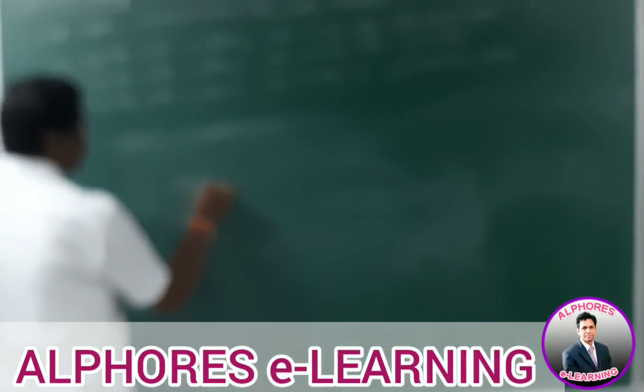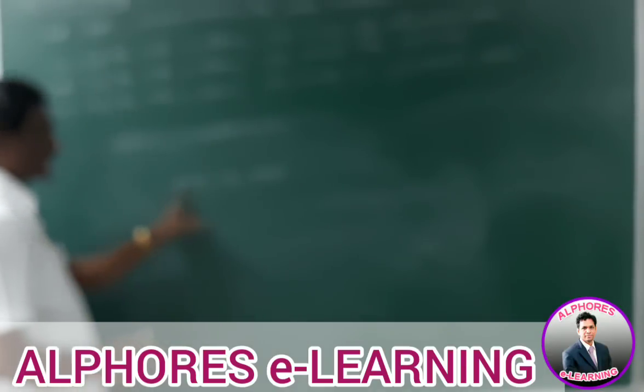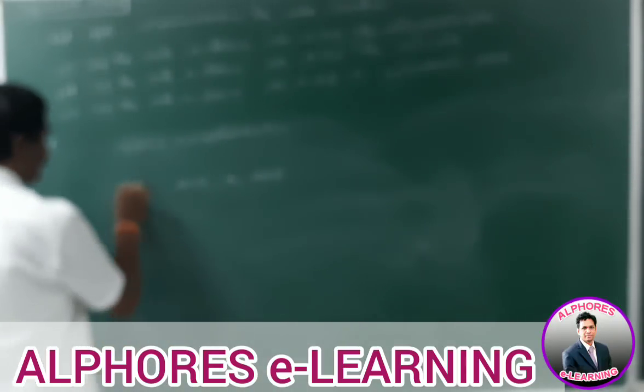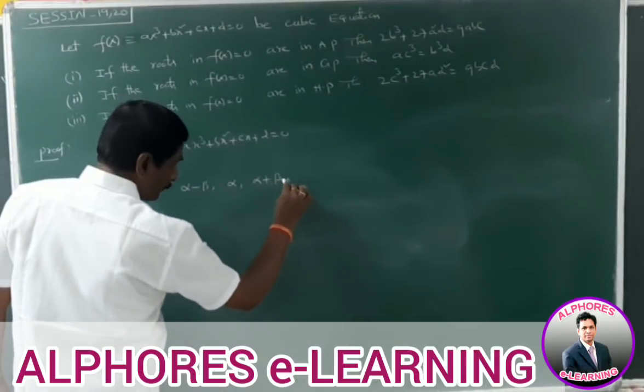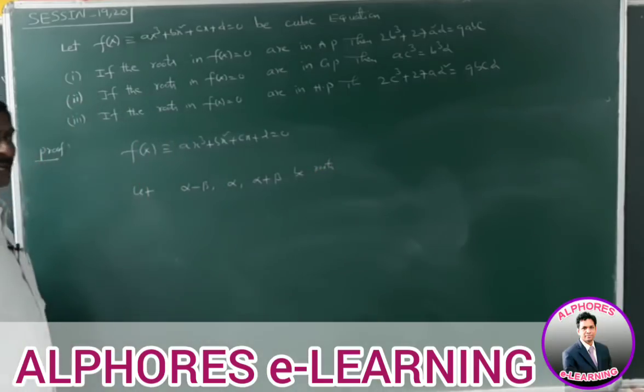But here a and d are present, so we take the roots as alpha minus beta, alpha plus beta. The difference between these two values is beta. So these are in AP. Let alpha minus beta, alpha plus beta be roots of that given equation. These must be in AP.